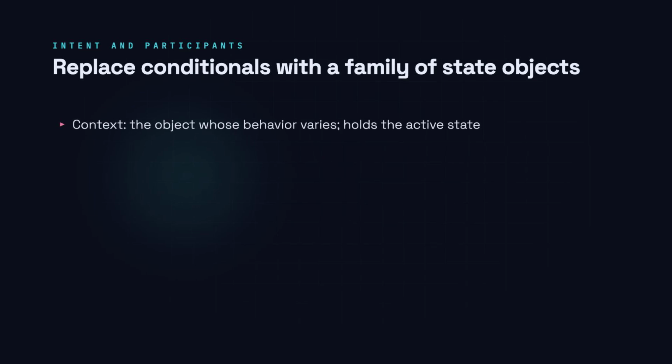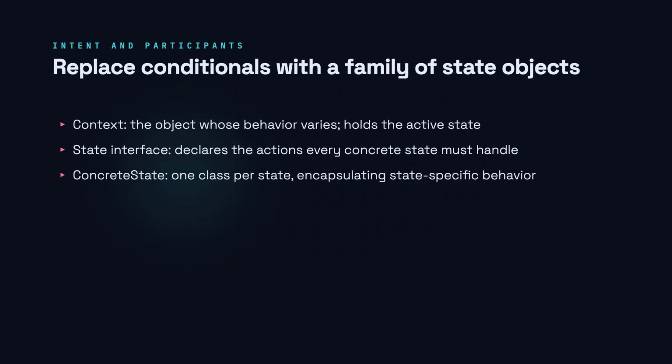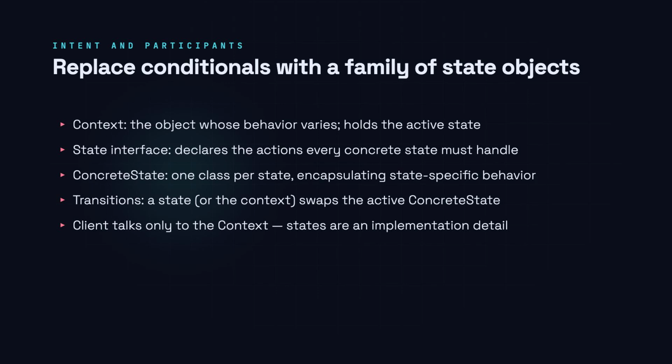The pattern defines three participants. The context is the object the outside world interacts with. Think of it as the vending machine itself. It holds a reference to the currently active state object. The state interface defines every action that differs by state. Each ConcreteState class implements that interface for exactly one state, and when a transition is needed, it simply tells the context to switch to a different ConcreteState. The client never sees the individual state classes.